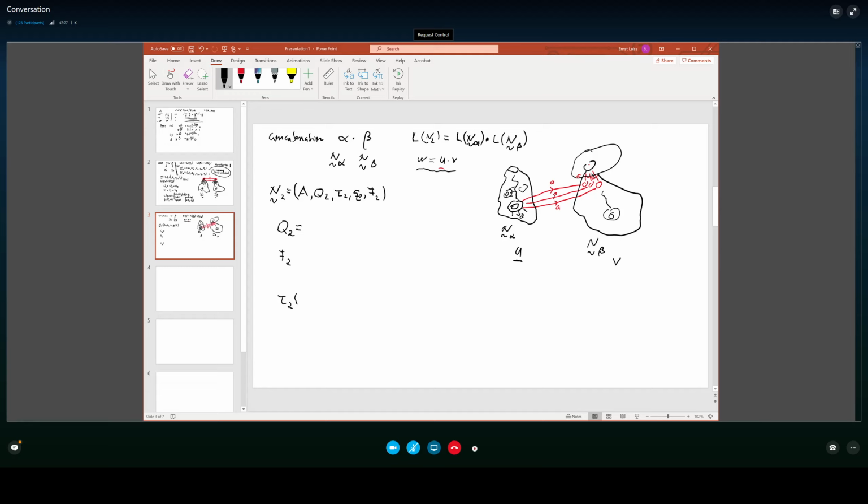You're asking for the initial state? No, I'm asking what should be Q2? What should be the states? What should be all the states of that new automaton N2 that is supposed to accept the concatenation of the language accepted by the first automaton N sub alpha and the second automaton N sub beta?